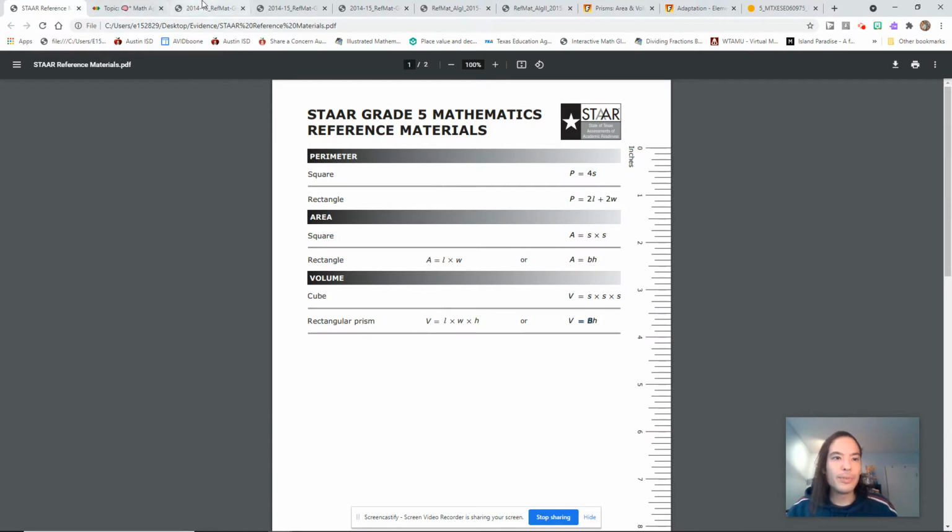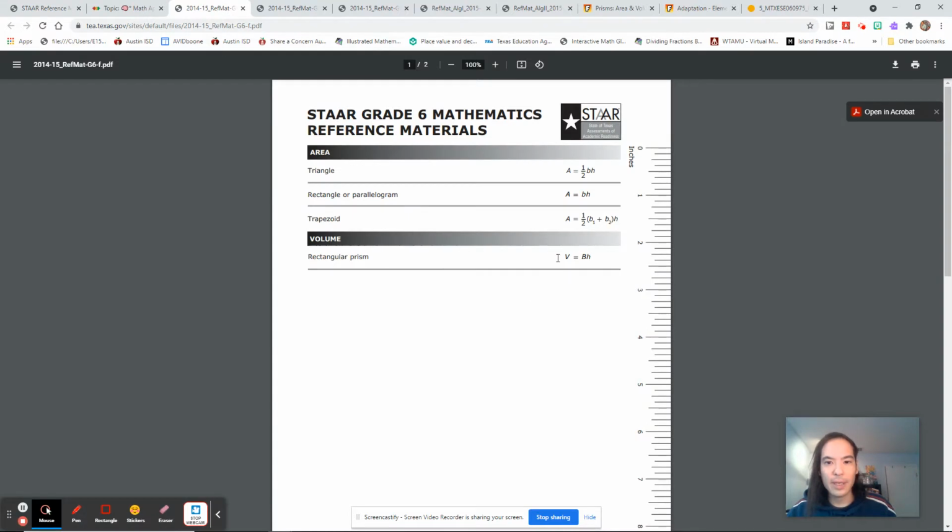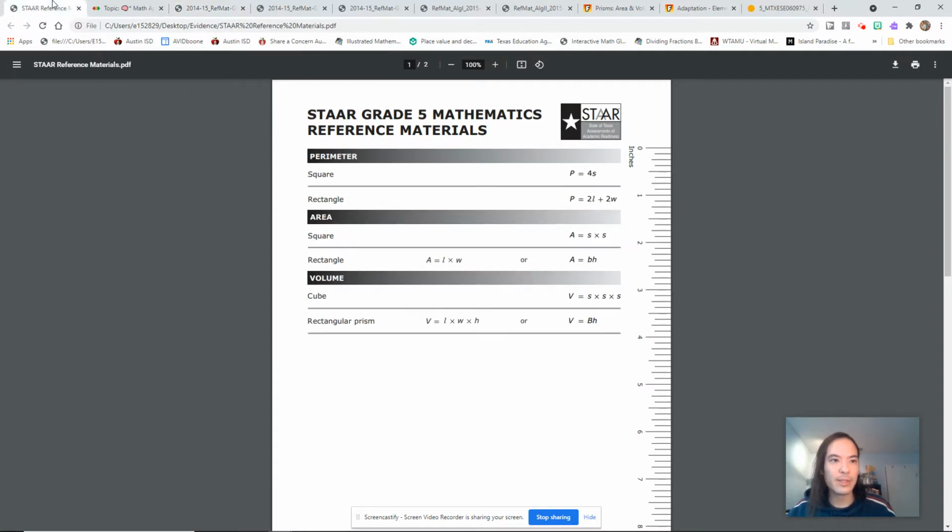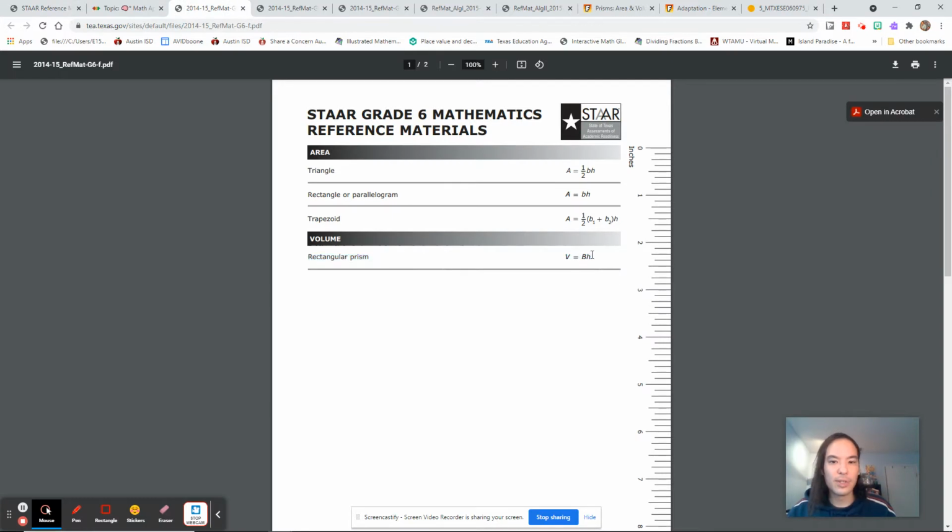Also remember, as you move through school next year, the only volume formula they're going to give you on your STAR reference guide, your cheat sheet, is volume equals base times height. Right now, as a fifth grader, you get this extra formula. So get familiar with it and memorize it, because next year they do not give you the volume of a cube formula, or the volume equals length times width times height formula for a rectangular prism. They just give you volume equals base times height.